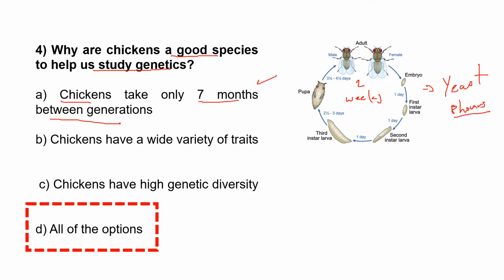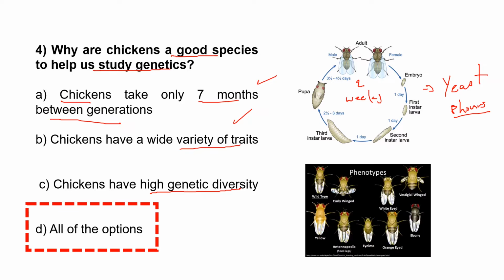Also, chicken has a wide variety of traits. So this is a reason why it's a good system to study genetics, because you can study, for example, the coloration, the feathers. There are many ways to study that, and they have a high genetic diversity. As we studied, this is why it was so interesting for Darwin. So the answer here will be all these options, D.